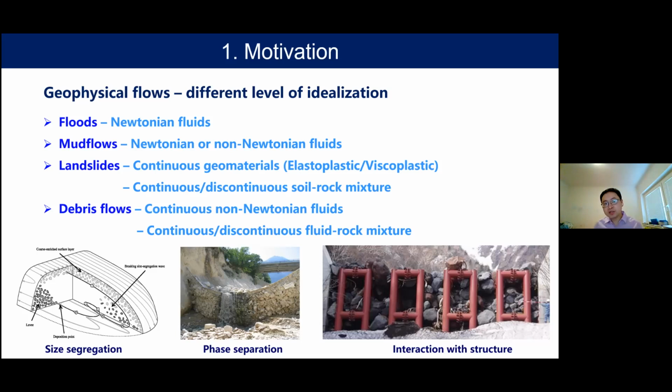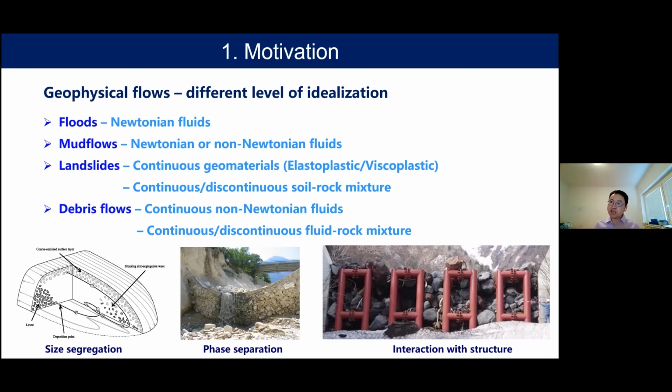This kind of thing introduces an inhomogeneous distribution of materials, so using a continuous model is not sufficient. And there are also some other cases. For example, the phase separation caused by the protection structure and the direct interaction with the structures. This kind of phenomenon is highly dependent on the discrete part, that is the large particles. So if you want to model it using a continuous model, it would be very difficult and you will miss some important physics here.